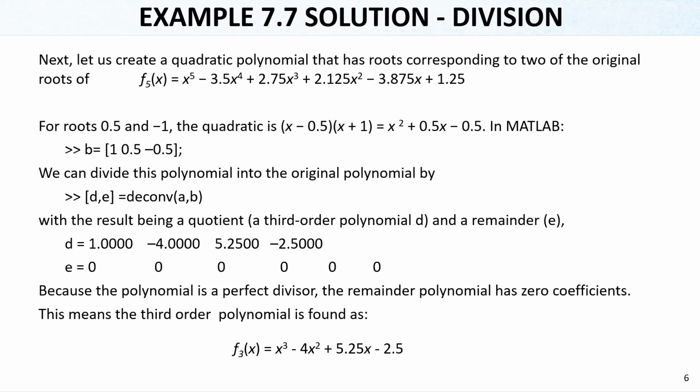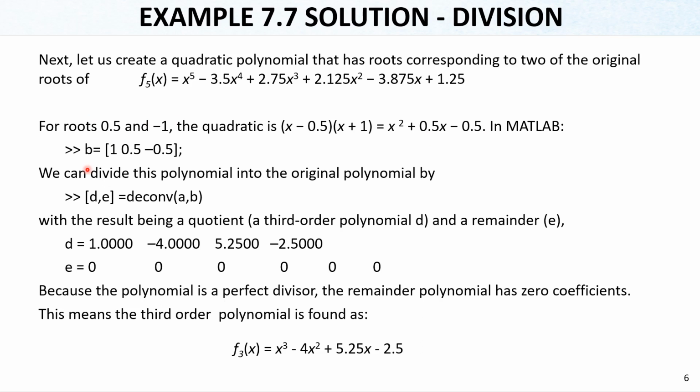In this slide we will continue with example 7.7, but we will show the division. If you remember, we were using division and it was creating some round-off error due to deflation, and we will see that here. For division, we want to create a quadratic polynomial that has roots corresponding to 2 of the original roots of this function. Let's say the roots are these, and for these the quadratic is x minus 0.5 and x plus 1.